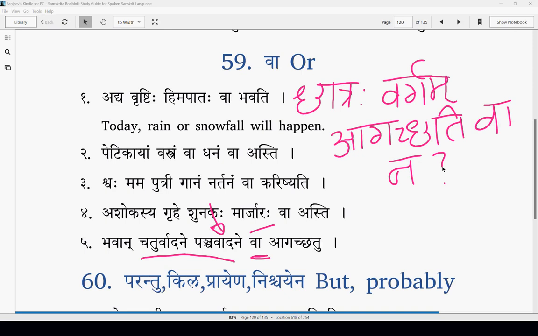Like when I asked a formal sentence, is the student coming, you said Chhatra vargam agachati va. That is incorrect. So va is used in Sanskritam, or should be used in Sanskritam, as a vikalpa, or when there is an or intent. And kim should be used just for a pure question.